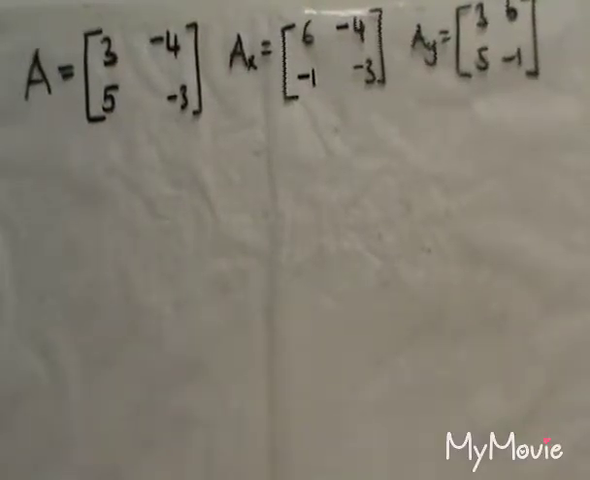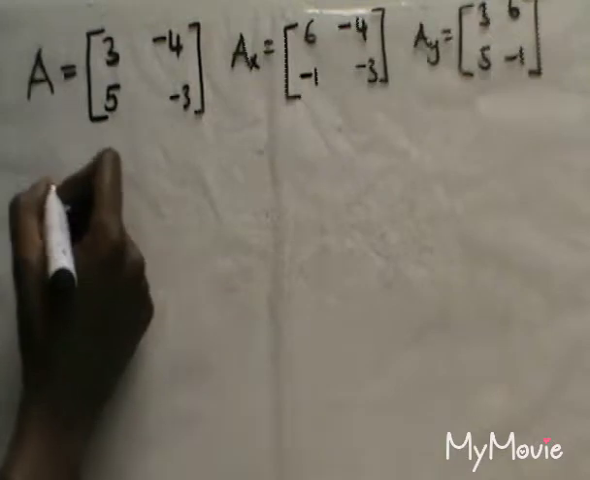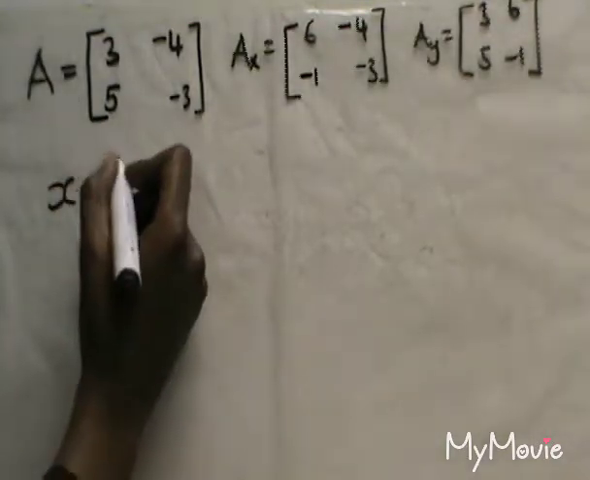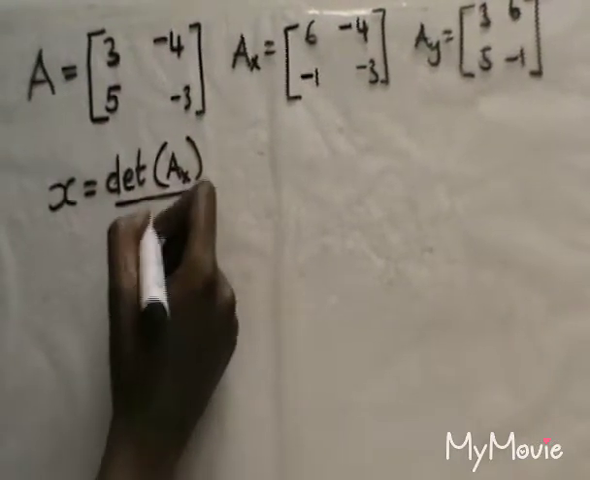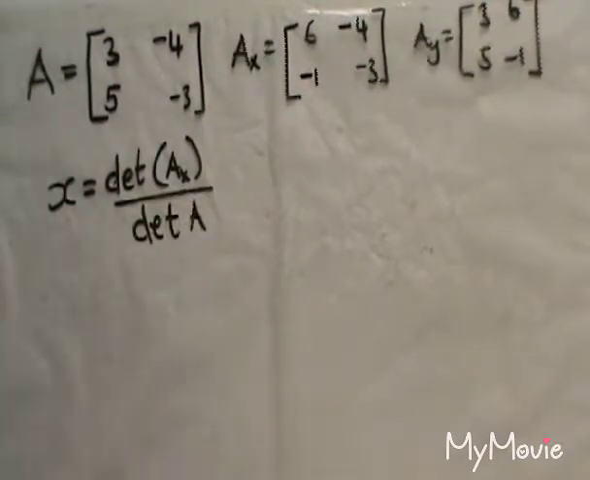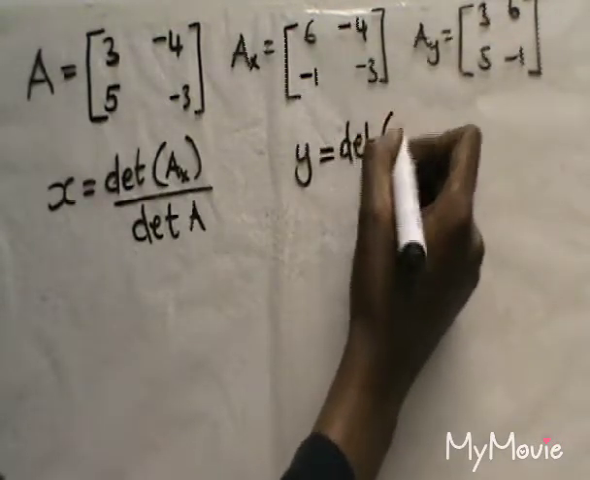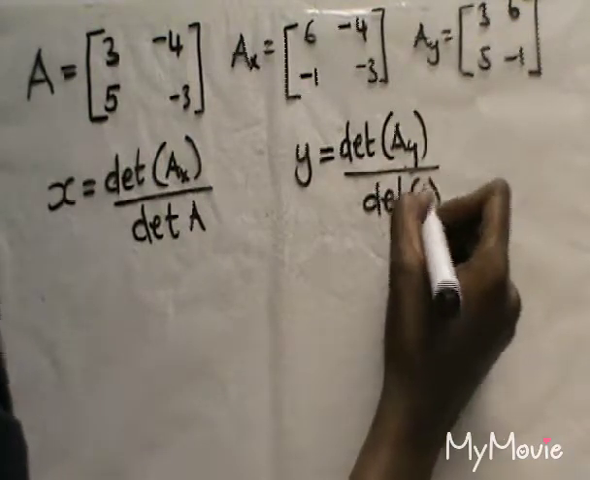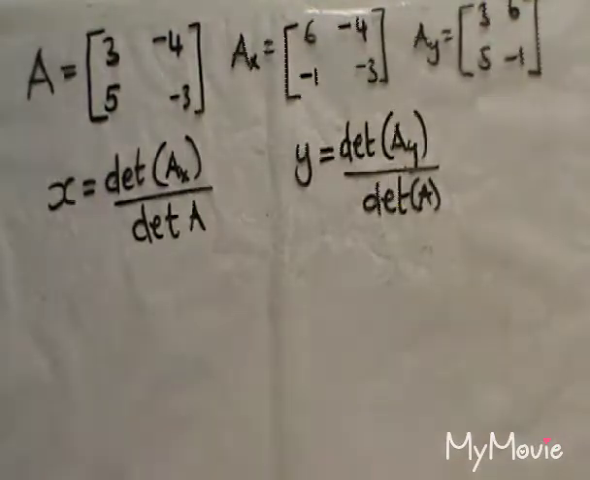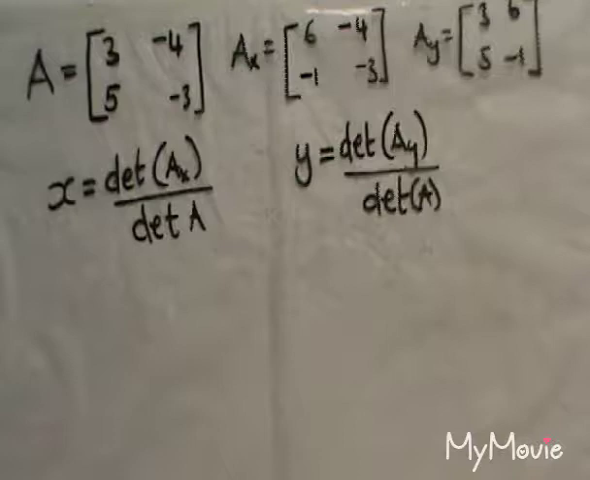Right, so Cramer's rule basically says the formula to work out what the variable x is this. So this x will be equal to the determinant of Ax divided by the determinant of A, and same thing, y will be equal to the determinant of Ay divided by the determinant of the original coefficient matrix A. So we know how to work out these individual determinants. They are not difficult to do.